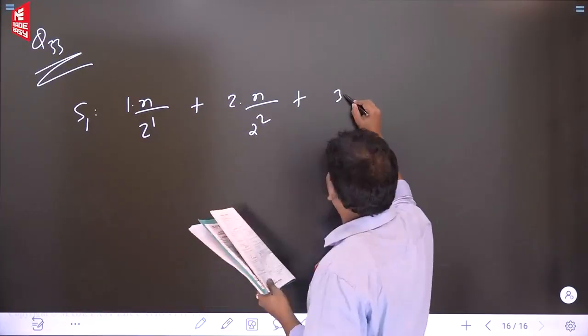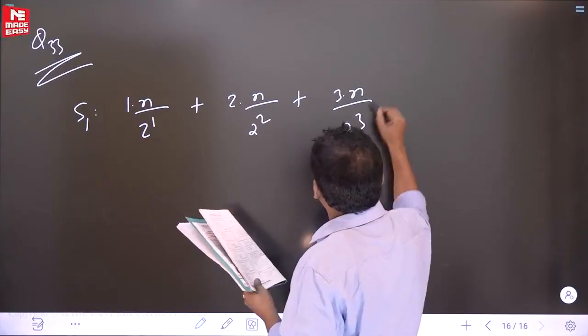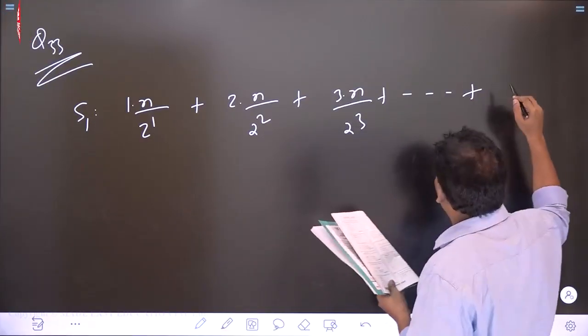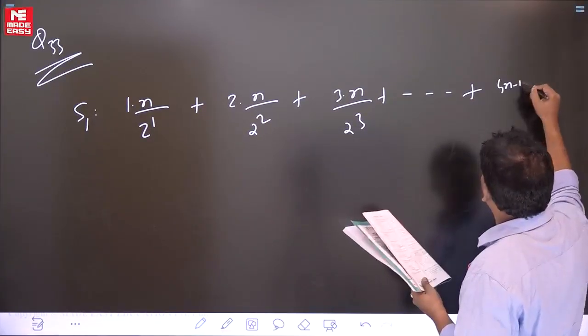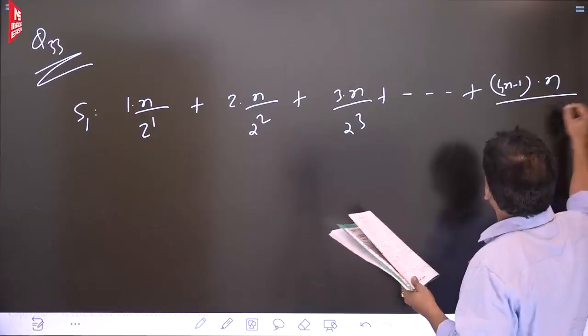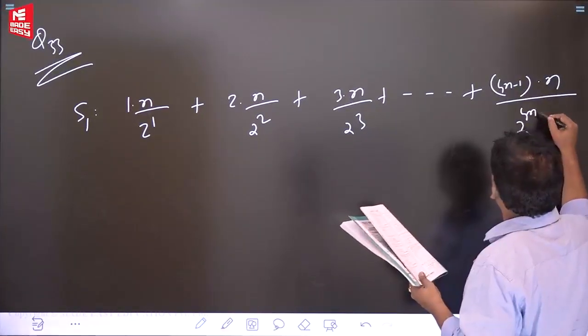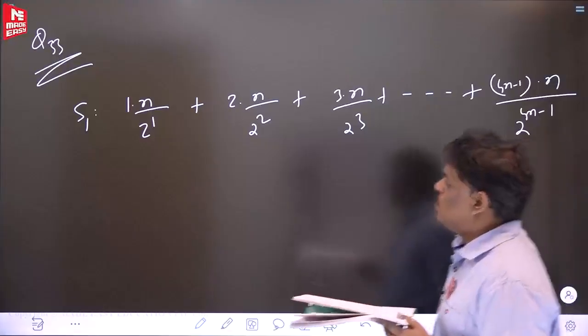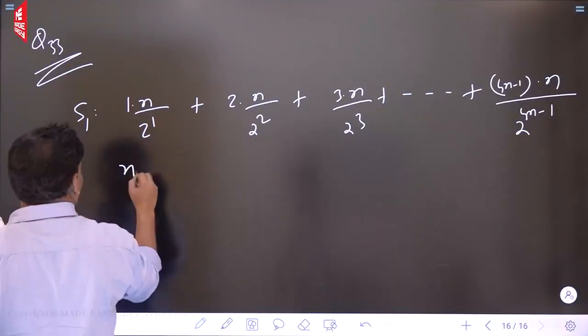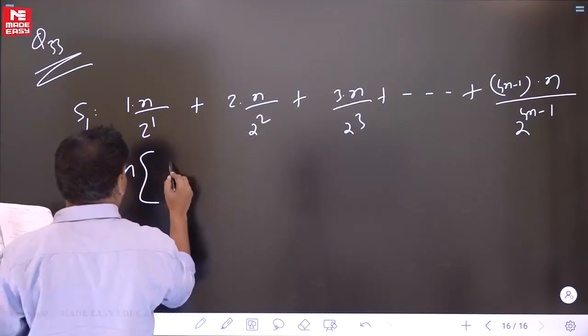R value 3. Last, what is the last r value? Log n minus 1. Log n minus 1 into n by 2 power log n minus 1. So I think if you see in this one, n common. Remaining if you observe, what is the answer?